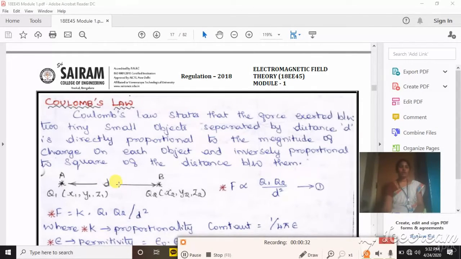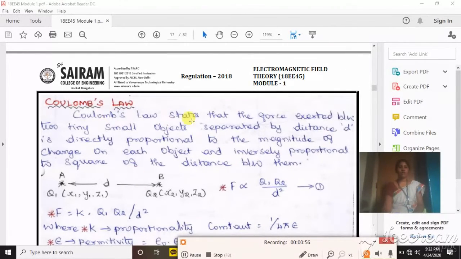Coulomb's law, when you consider a magnet, so when you have a magnet at these two places, what will happen? Based on the poles, either there will be a force of attraction or a force of repulsion. That is the concept of the magnet. Same thing here also, when you have two charges, either there will be a force of attraction or force of repulsion based on whether it is a like charge or unlike charge.